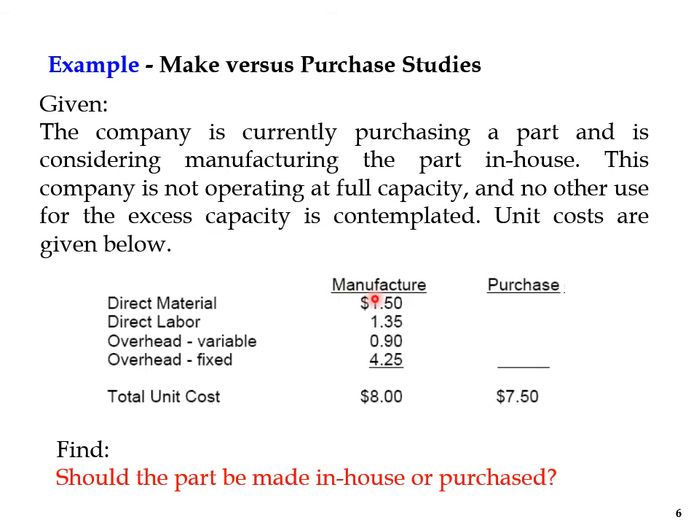But if you decide to manufacture, so these are the two alternatives, right? If you decide to manufacture it yourself, direct material is $1.5. Direct labor, the operators working in the production of this item, is $1.35. The variable overhead cost, what does it mean? This $0.9 is the overhead cost.